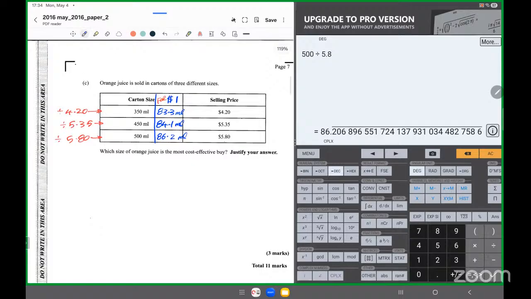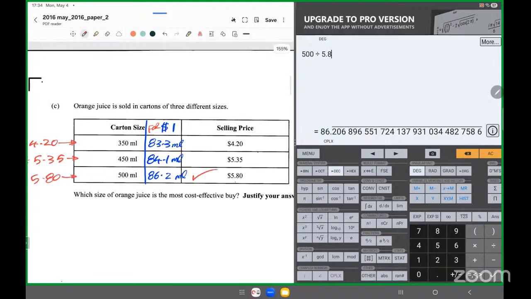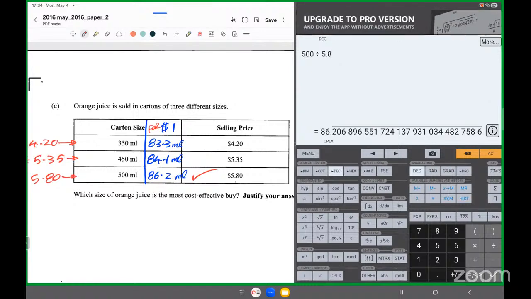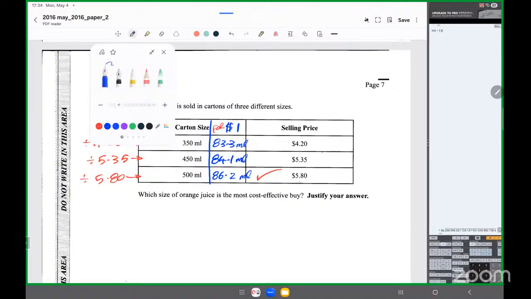The last one is the better buy. You're getting more juice for your dollar than the others. Understand that? So all you have to do with this is always say how much you're getting for $1, divide by the money, and you see how much you're getting for $1. The one that you're getting more of for $1 is your better buy. So I'm getting more in the third one.